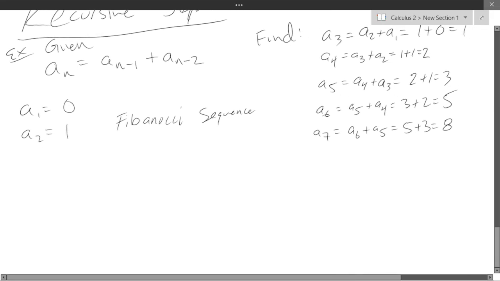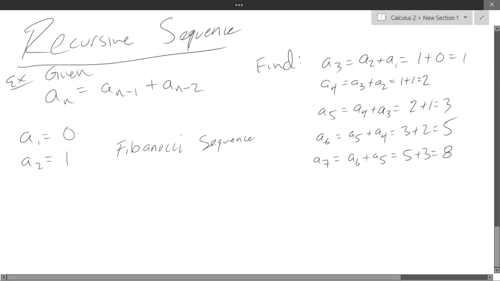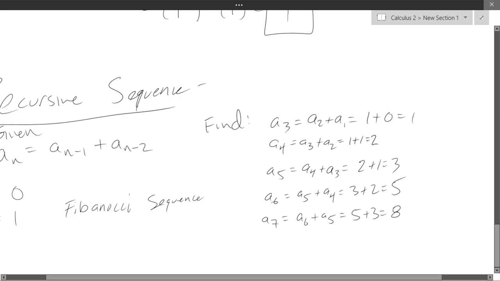We're not going to do much at all with recursive sequences. Just want you to be aware of them. So I don't even think I have a homework problem on recursive sequences. So they're not going to be on any quizzes or midterms. Well, I guess at this point, final.